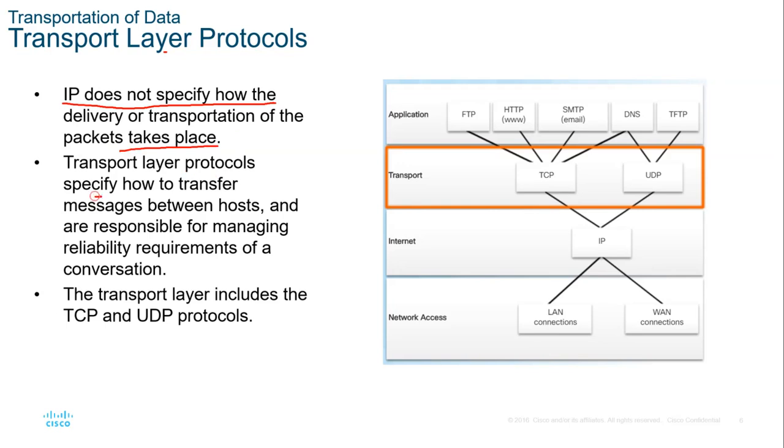Transport layer protocols specify how to transfer messages between hosts and are responsible for managing reliability. In reliability, we expect all the conversations that are sent to be received on the other side, and rearranged in case they are out of order. That is managing reliability.